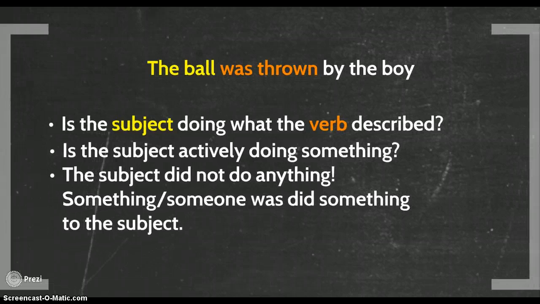When you're unsure of whether you're writing in passive or active voice, you have to ask yourself these questions. Is the subject doing what the verb described? Is the subject actively doing something? In this case, the ball, the subject, was not doing what the verb described. Therefore, you're writing in passive voice. So something or someone was doing something to the subject rather than it actively doing something itself.